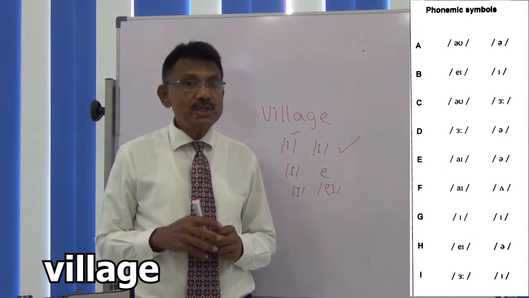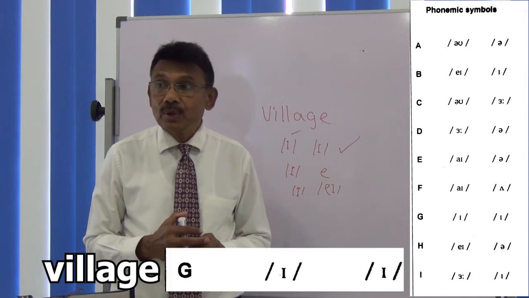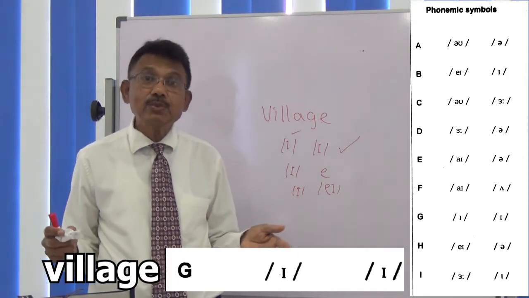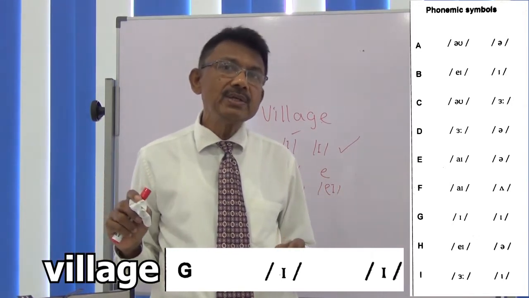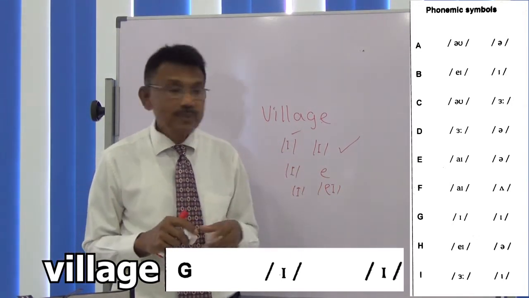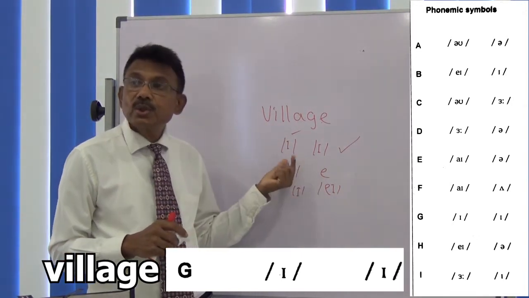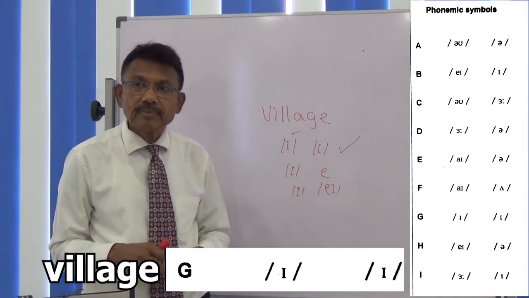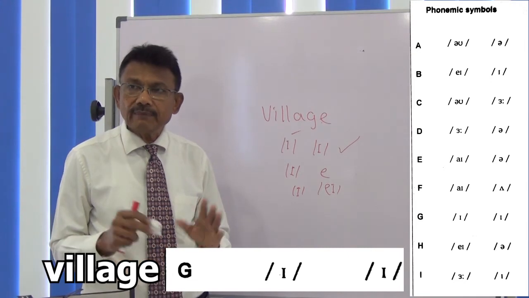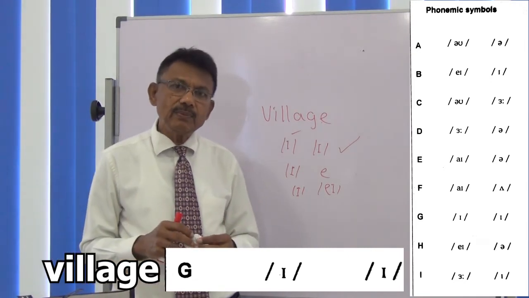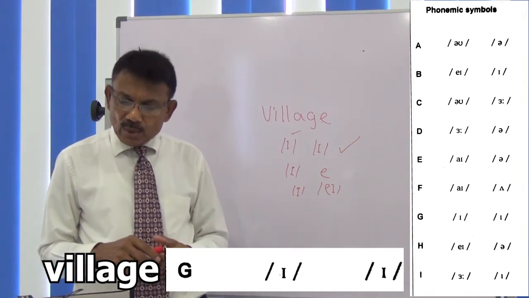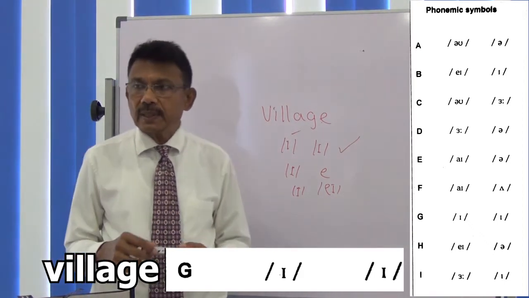But the pronunciation is village, not village. But in Sri Lanka many say village. It is not village, it's village. So these are the two vowels. This is the correct answer. If you refer to the dictionary, you will find it. Right? Okay. So let's come to the next question.